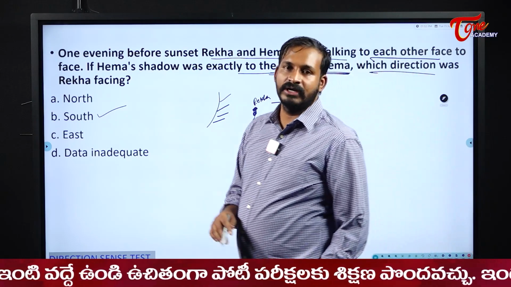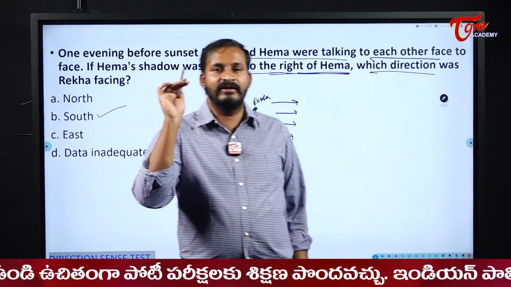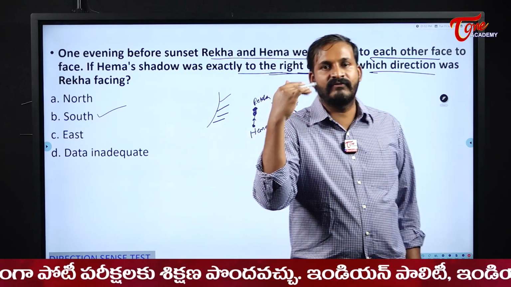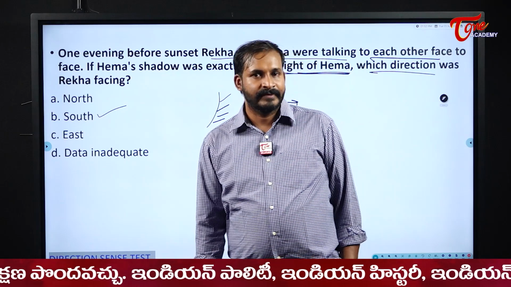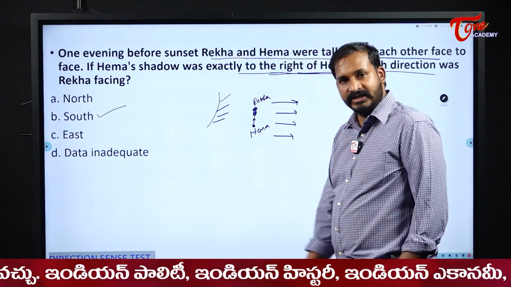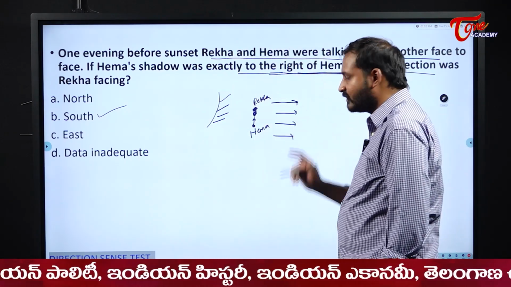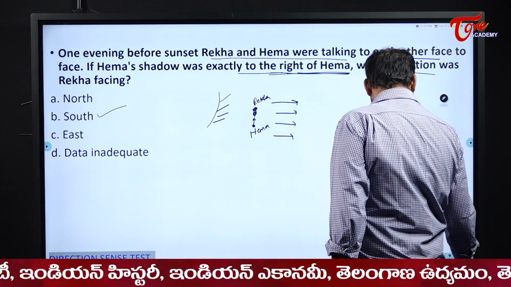If the shadows are falling to the left or right, obviously they will face north or south. If the shadows are falling in front of them or behind them, they will face either east or west. That is what we have learnt in our first video. Please do watch that video, students, so that you will have a clear idea about this.